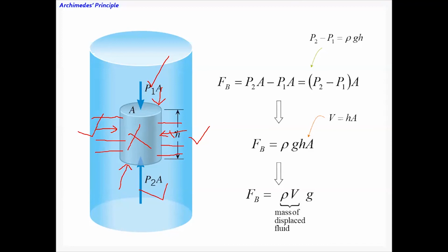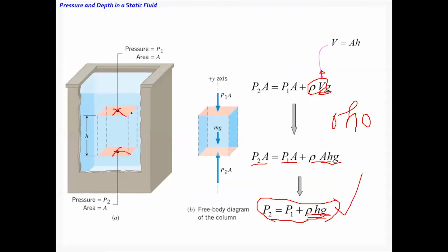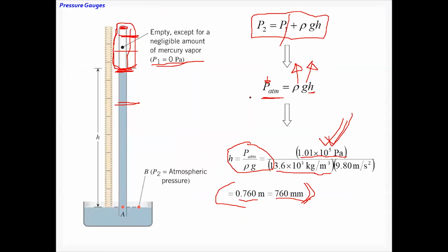Now, what is the buoyant force? It means the upward force. Remember, this force is bigger than this force, because the bottom is bigger than the top. You already found that. See, the bottom is bigger than the top, because if you add this guy to the top, then you get the bottom. Does it make sense? Meaning the bottom is bigger than the top.